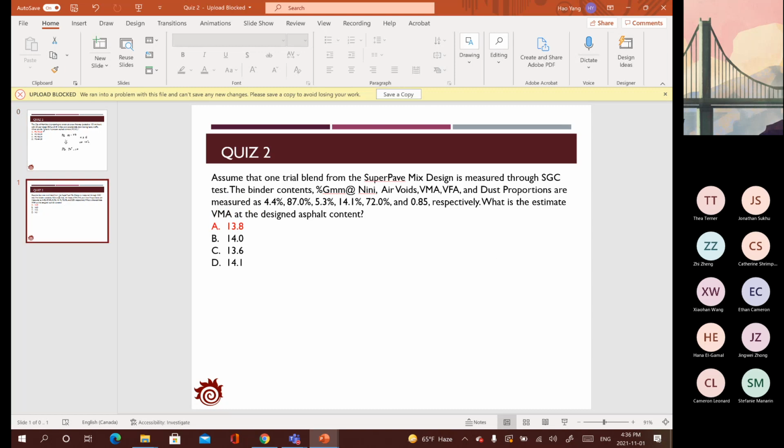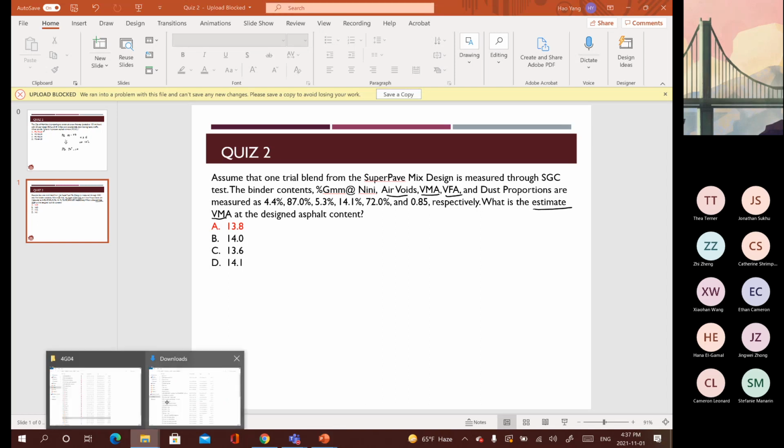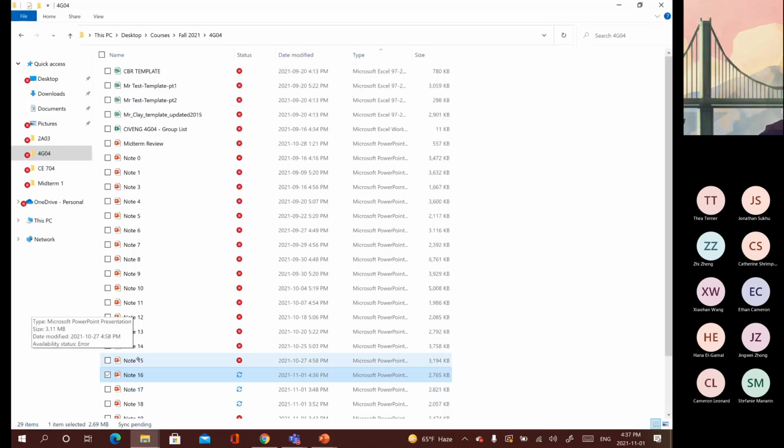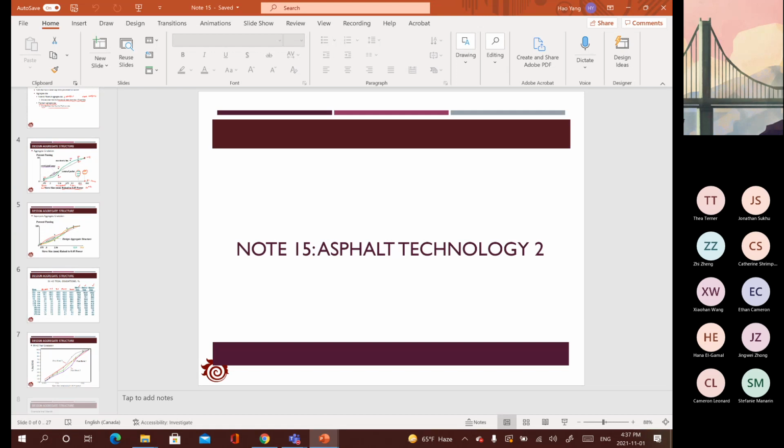And for the second question, we are talking about the performance mix design from the SGC test, and we have obtained all the information: the binder contents, the GMM at the initial, and we can also find the air void, the VMA and VFA. We want to identify the estimated VMA. For that, if you can recall the equation that we specified in, I guess, Note 15. I'm just trying to find the slides for you.